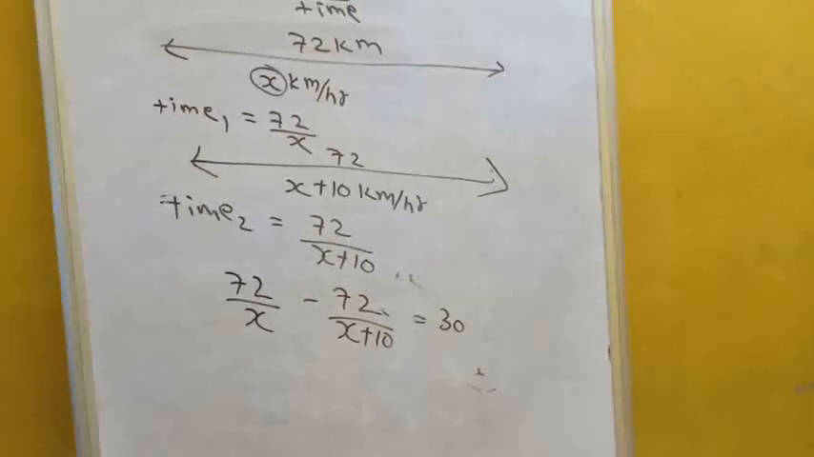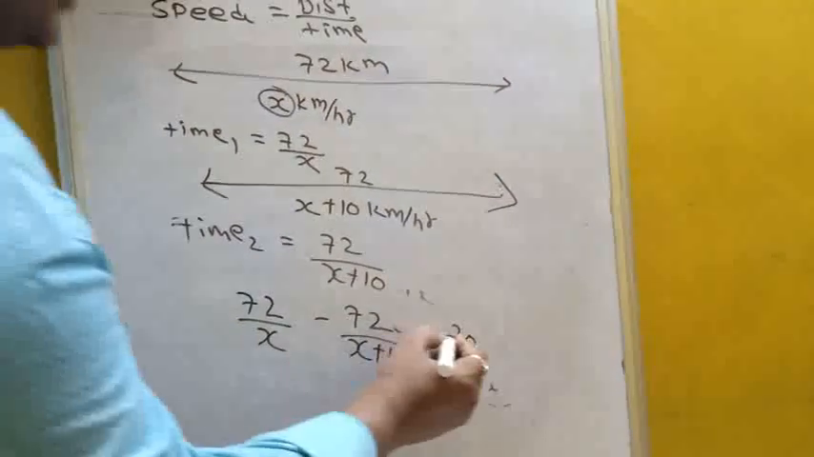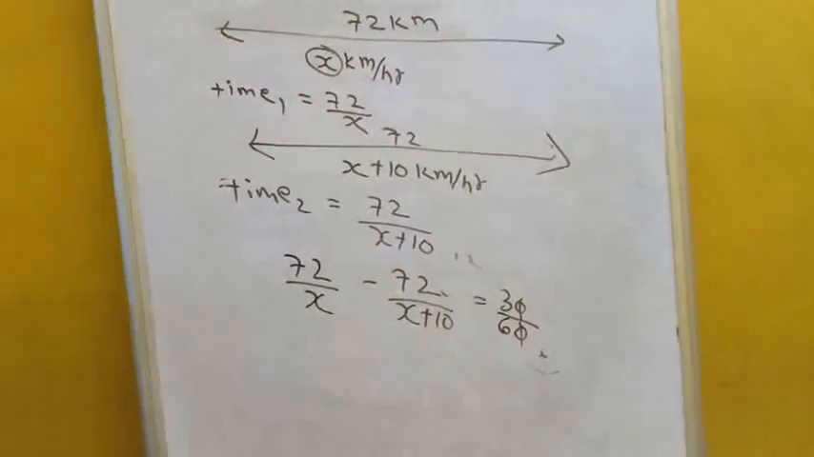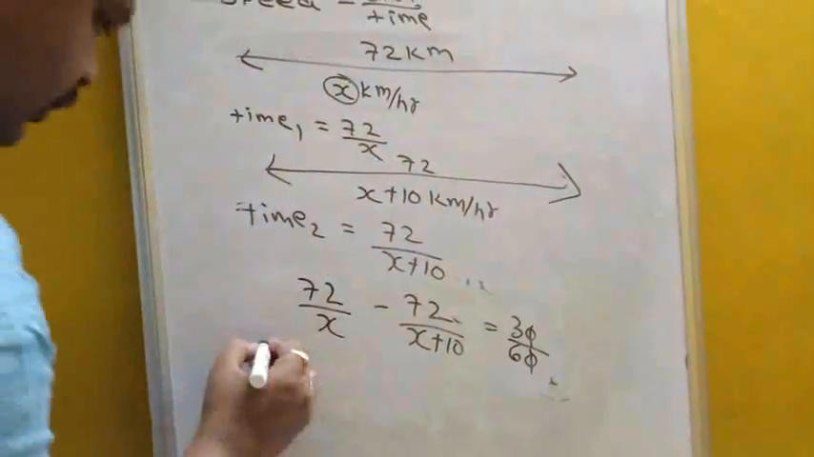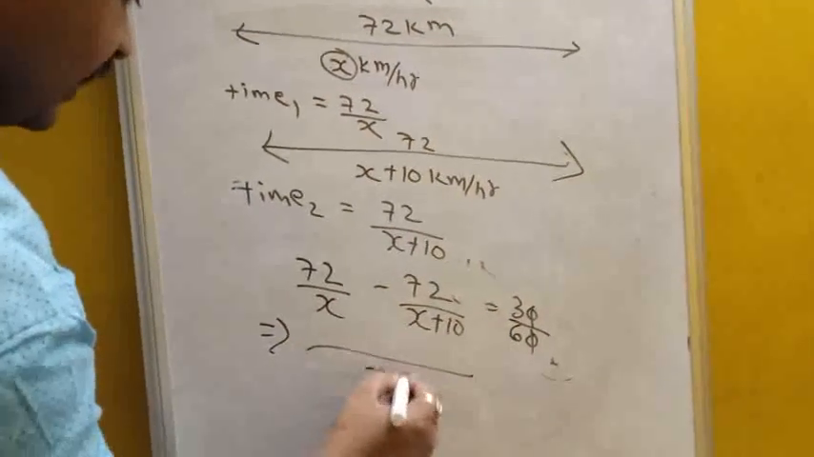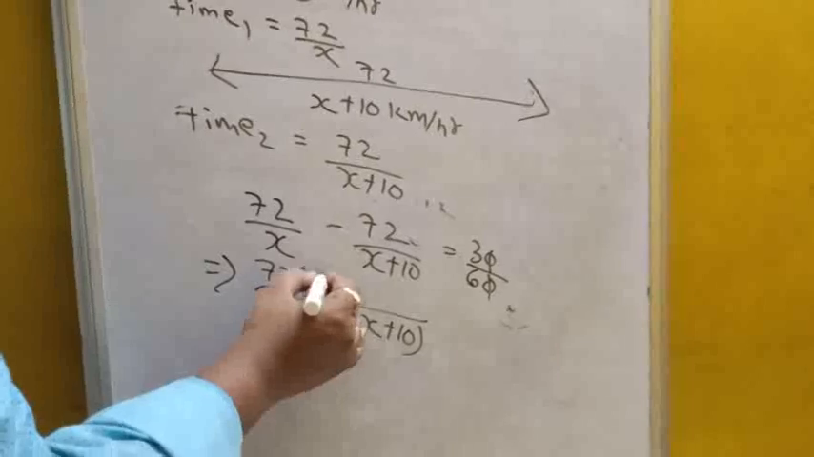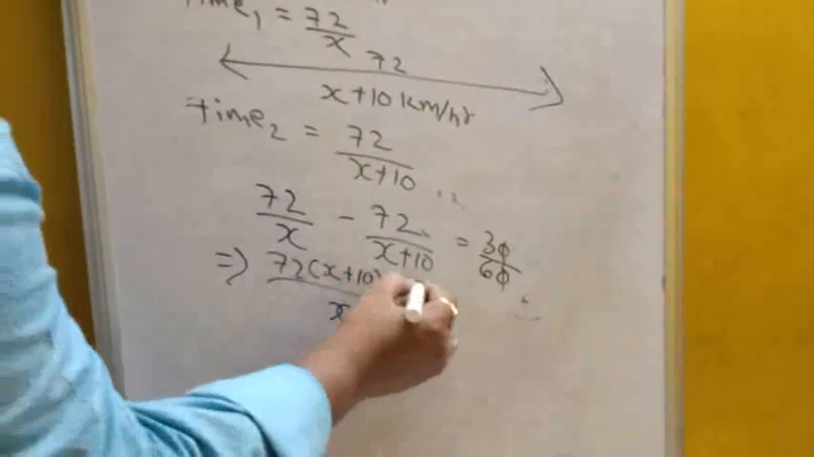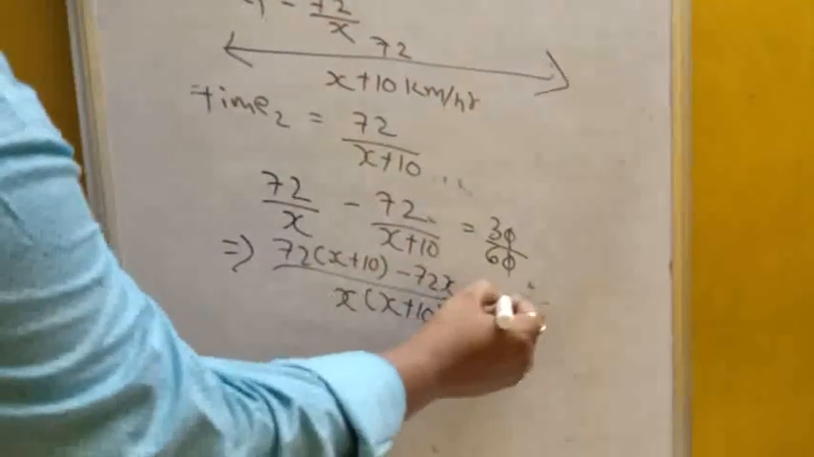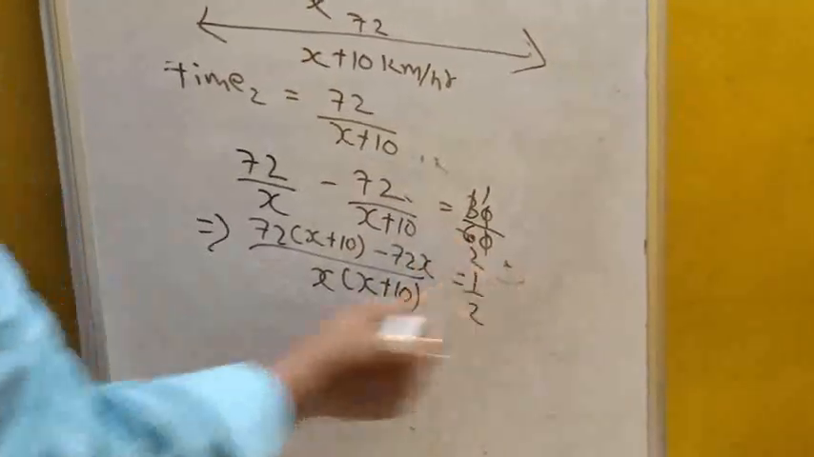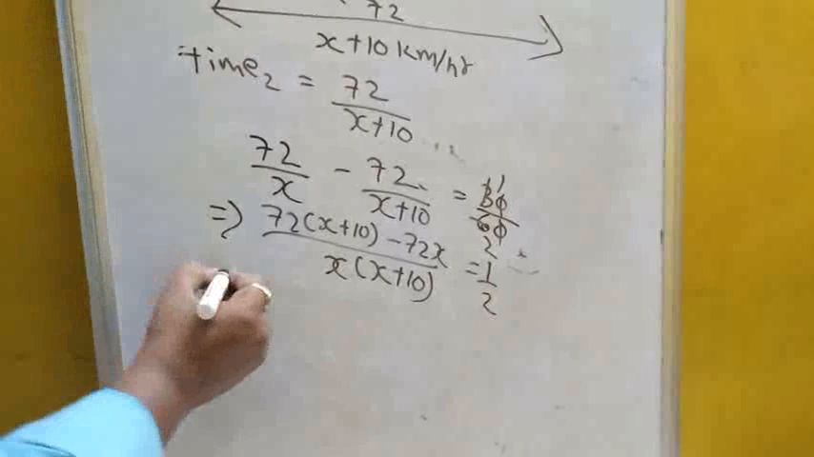The 30 minutes you can make into hours, 30 by 60. After that you can find out. Okay, take out the LCM. How can you take out the LCM? You know that x bracket x plus 10, this one equals 72 bracket x plus 10 minus 72 into x, equal to 1 by 2.